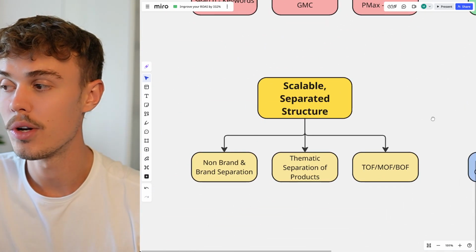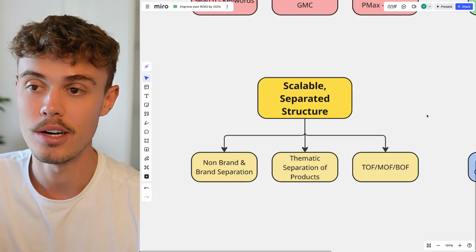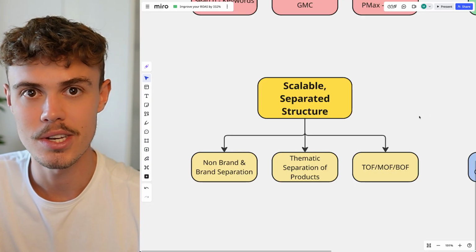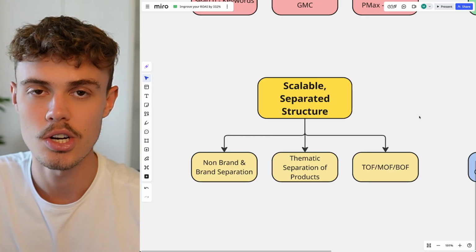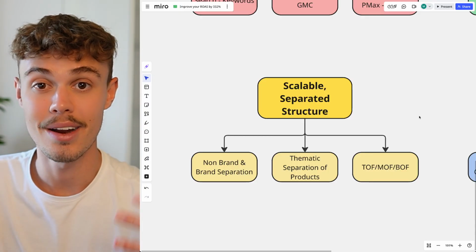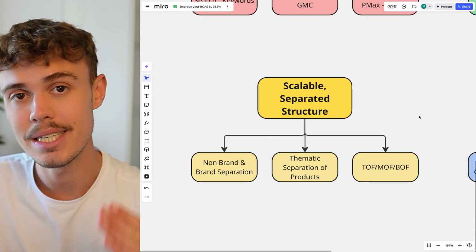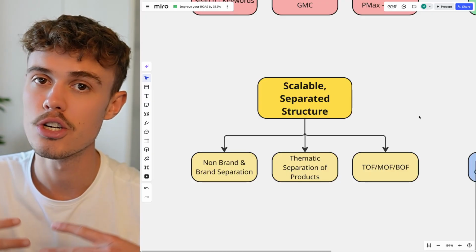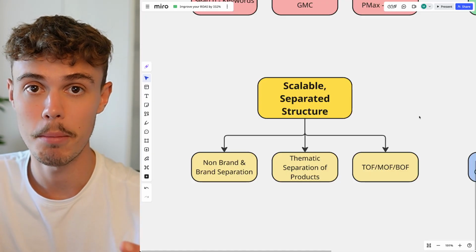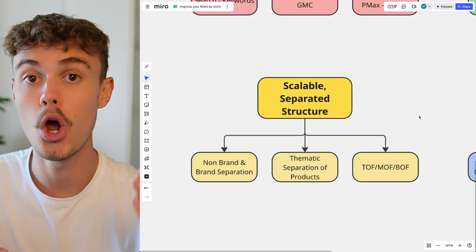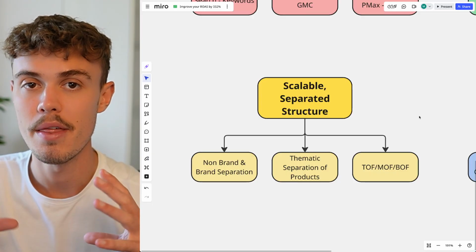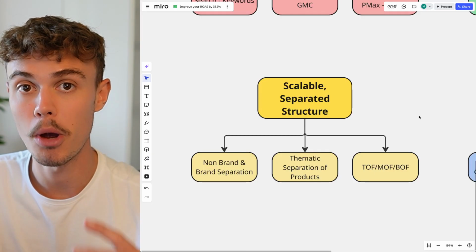Next up, you want to make sure that you have a scalable, separated structure. This is a really big one once again. I see so many people who have a structure that just mixes everything in together and kind of hopes for the best. You need to be very intentional with your structure when you're running Google Ads to make sure that you are getting the most out of your campaigns, and every campaign has a certain purpose. That should always be the idea of a structure, is for every campaign to have a purpose.